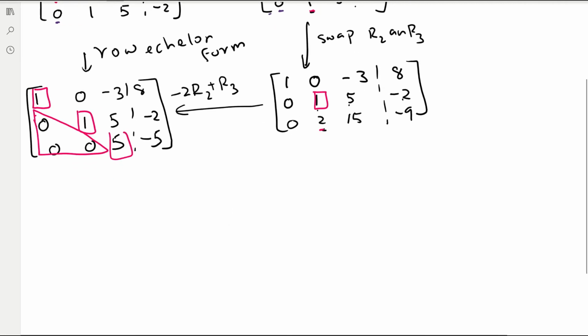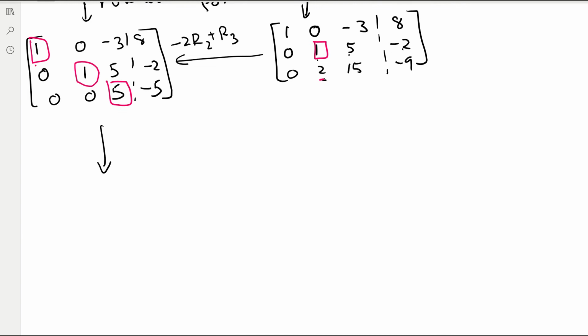Now I am going to go ahead and get the reduced row echelon form. What is reduced row echelon form? It means the leading entries should be 1, and everything else in each column should be 0. So here I'm going to make those leading entries 1. This is already 1, this is already 1, so 5 is the only one that we need to change.